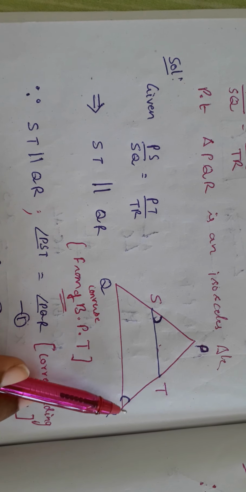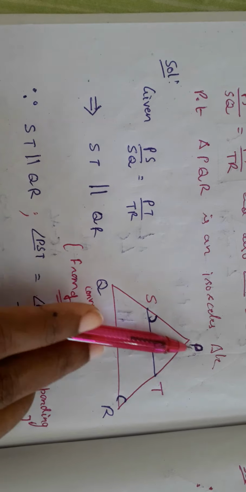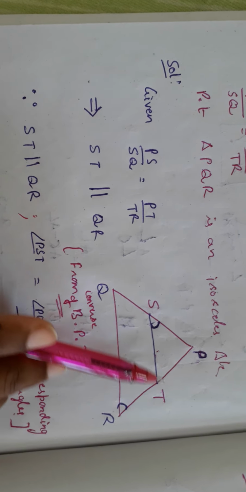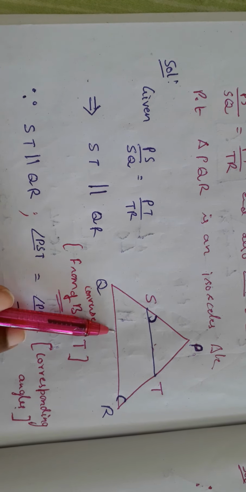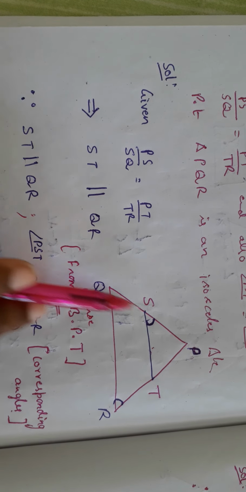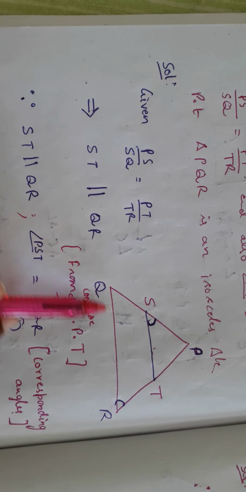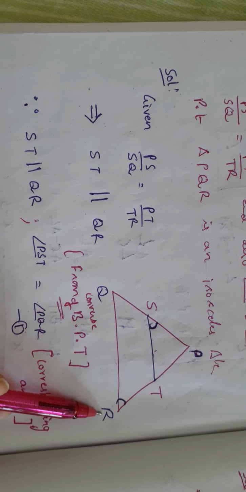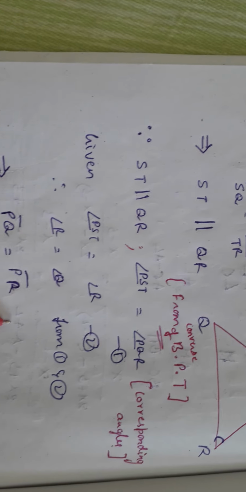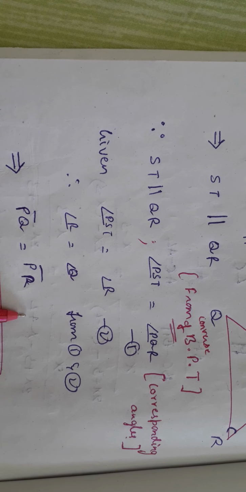So already angle R is equal to angle PST, that is given. And just now we proved that these two are parallel. That means these two are corresponding, so angle PST is equal to angle Q. That means angle Q is equal to angle R. So that is what we are concluding here: angle R is equal to angle Q.